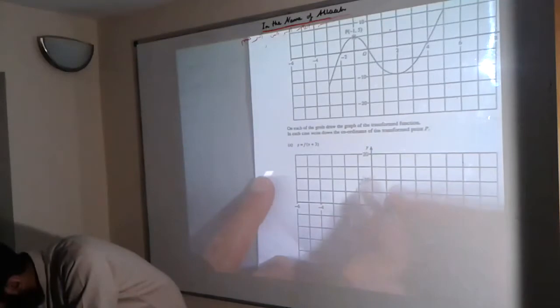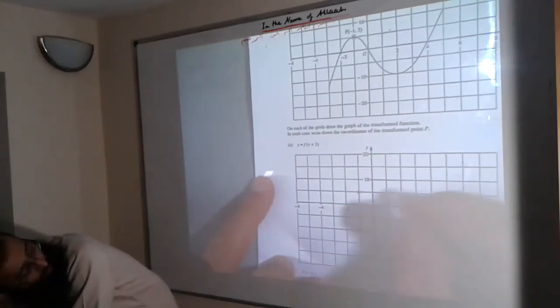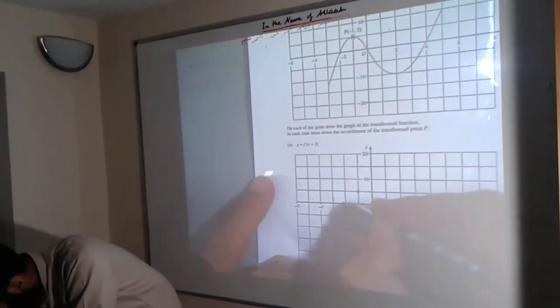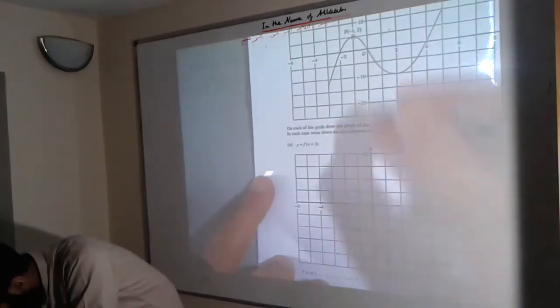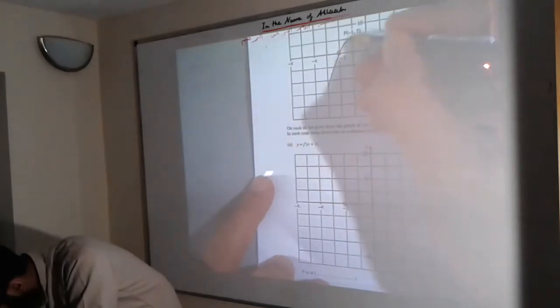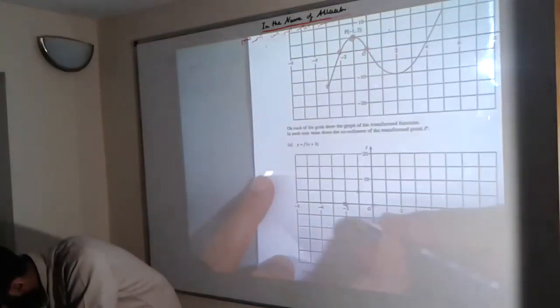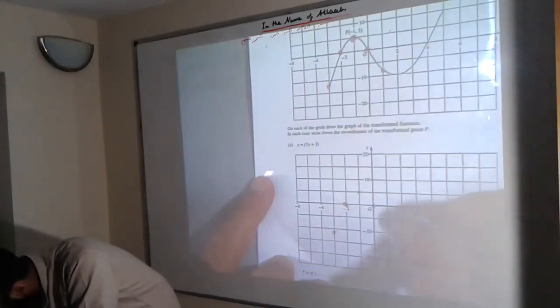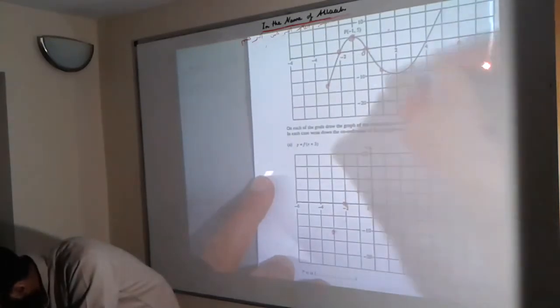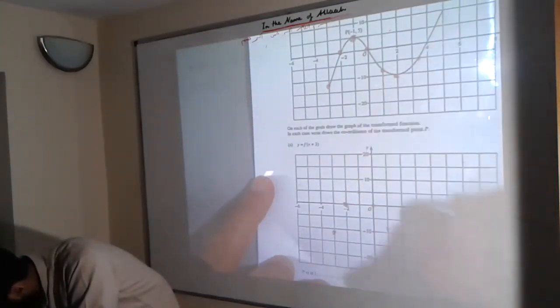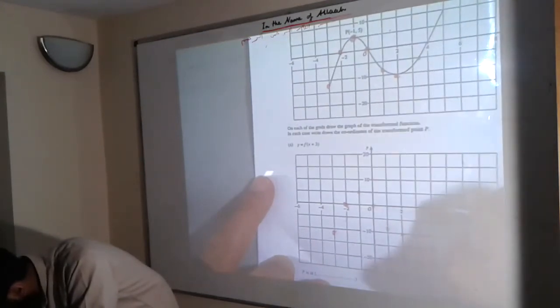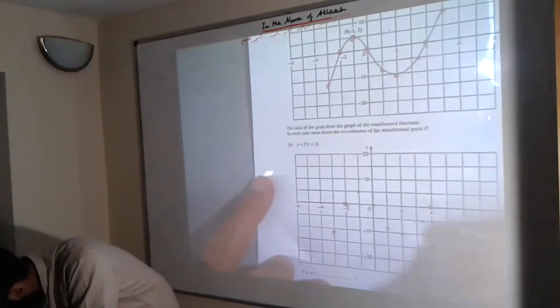Okay, so the first point we're going to copy up is over here. That point is not here. That point is here. So I'm copying these points from here. So that one's going to be here. I'm copying that point up there. And I'm copying this point over here, and this point over here. Right about there, and 4 is over here, and this point over here.